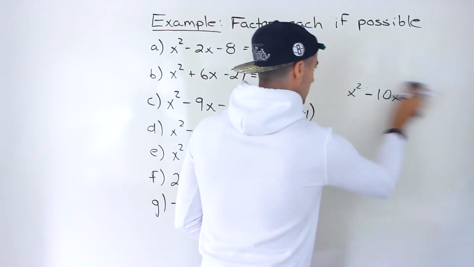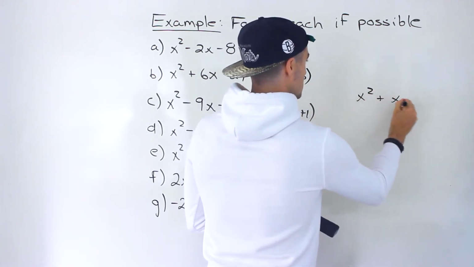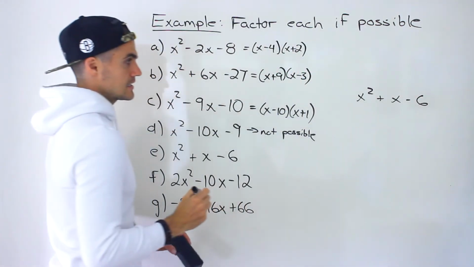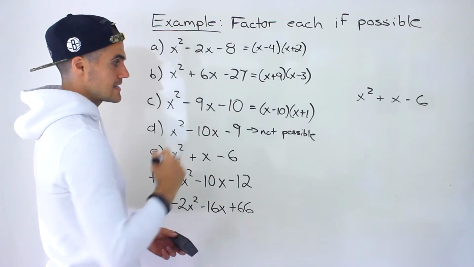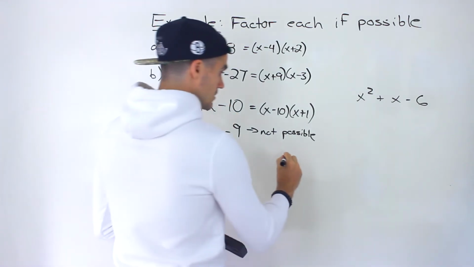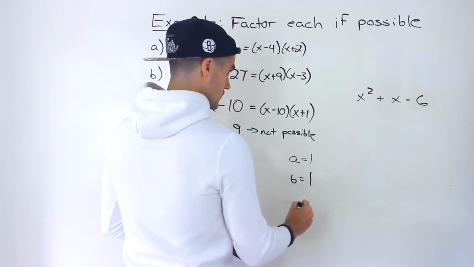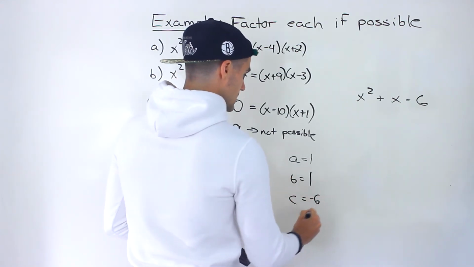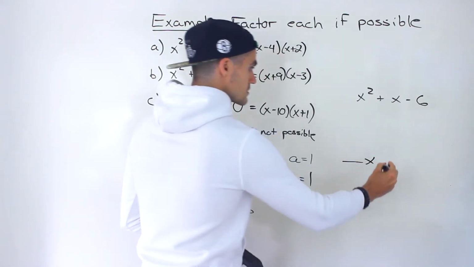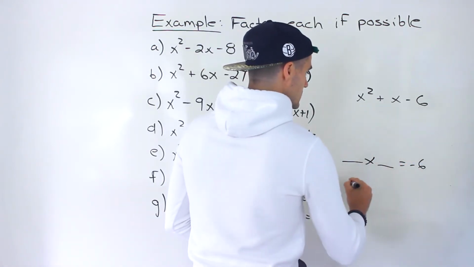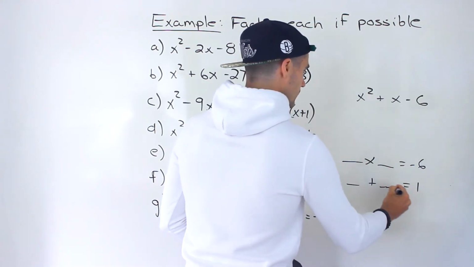Now, what about part E? We got x squared plus x minus 6. First thing we check, greatest common factor, can't take anything out at this point, so let's go into decomposition. The A value is 1, the B value is also 1, and the C value is -6. The AC would be -6. Find two values that multiply to -6 and add up to a B value of +1.